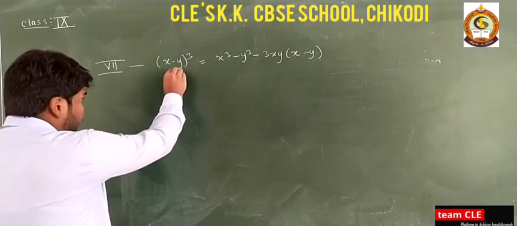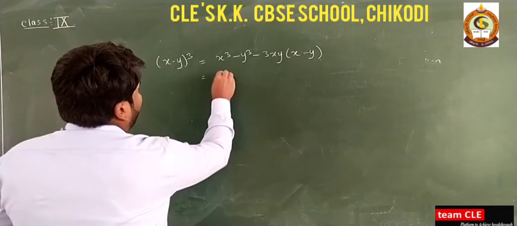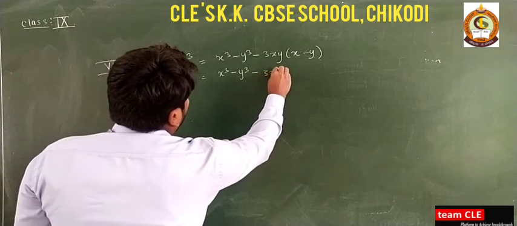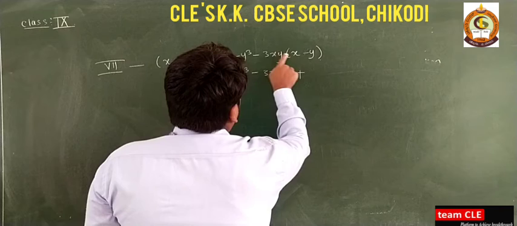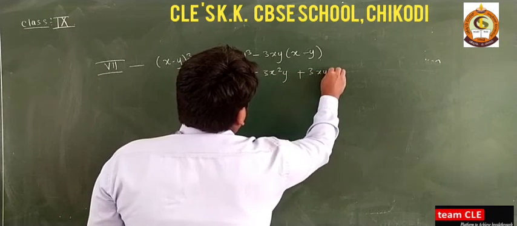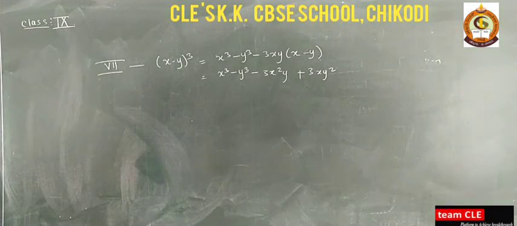So this is the seventh identity. You can write this as x³ − y³ − 3x²y, and also you can write, minus into plus is minus, plus 3xy². So you can write this formula also, that is x³ − y³ − 3x²y + 3xy². Okay, so this identity also you can write.